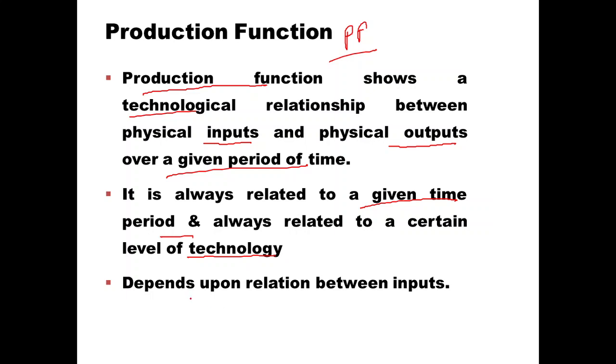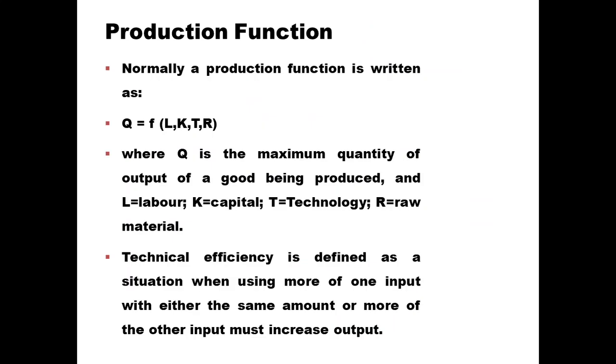So it depends on the relation between inputs. Three things are there in production function. One is the technological relationship between input and output over a given period of time, then the level of technology, and the relationship between inputs themselves. This is what we study in production function.